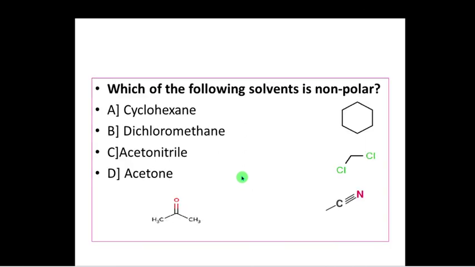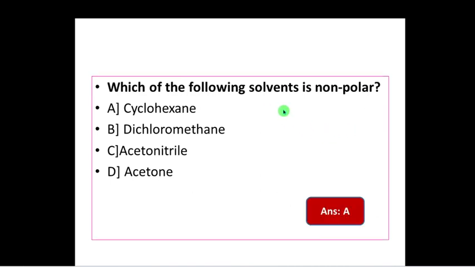Now, which of the following solvents is non-polar in nature? For the sake of convenience, I have given you the structures of the solvents here. Based on the solvent structure, we can point out whether it is non-polar in nature or not. Among these, this is a cyclic structure, and dichloromethane here, acetonitrile here, and acetone here. Among these options, option A is the correct one. Cyclohexane is non-polar in nature.